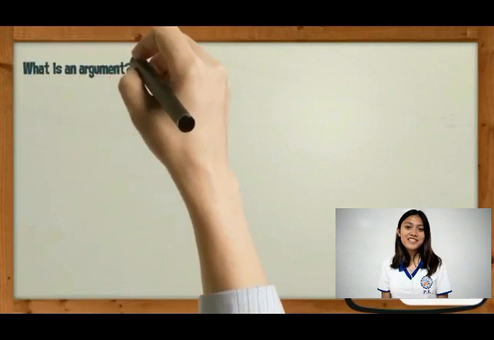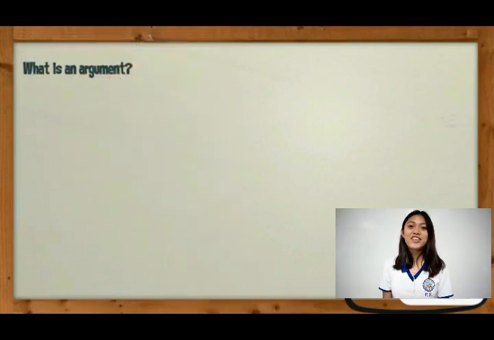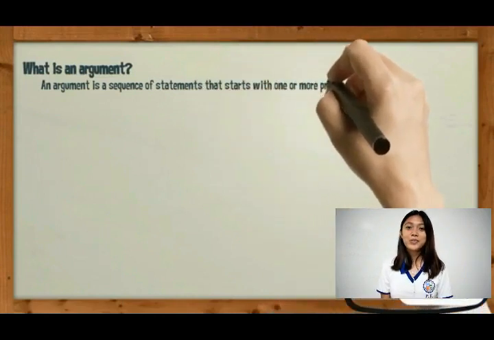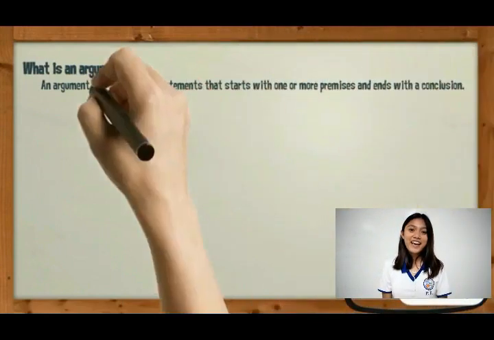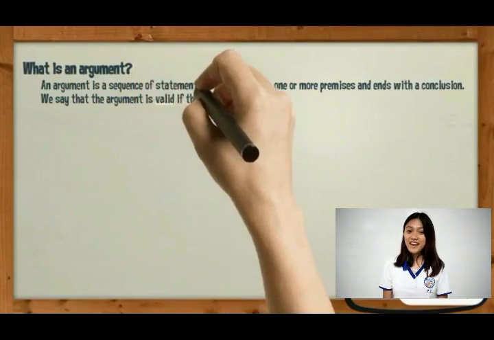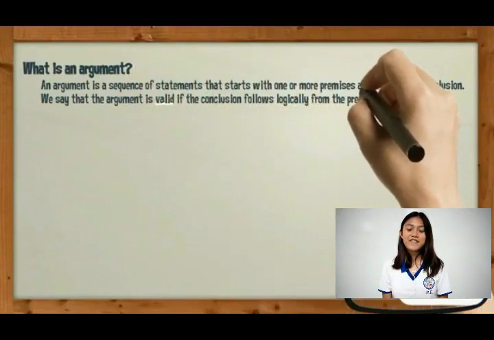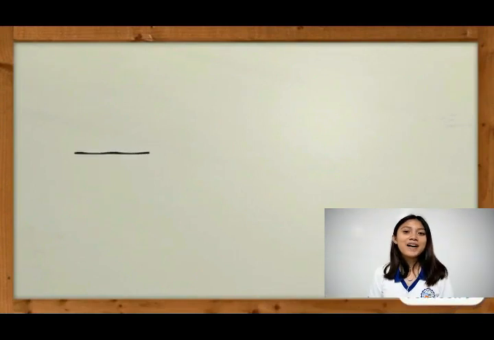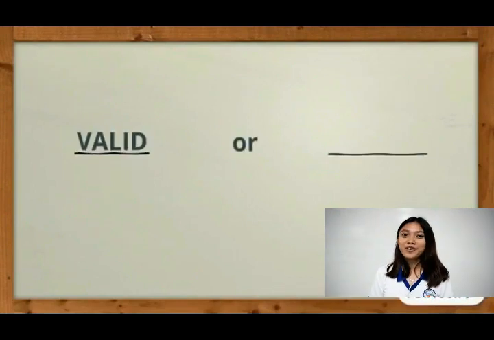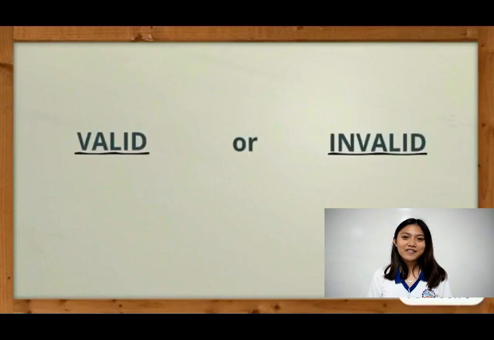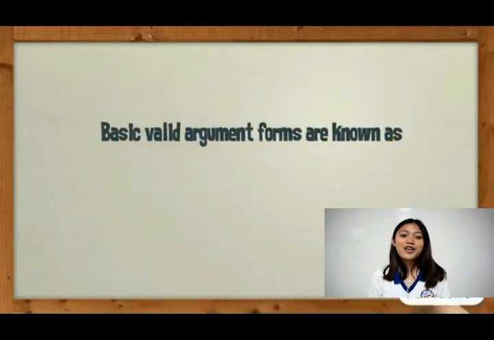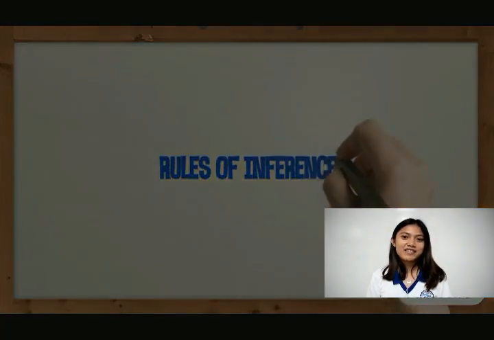Before anything else, let's define what is an argument. An argument is a sequence of statements that starts with one or more premises and ends with a conclusion. We say that the argument is valid if the conclusion follows logically from the premises. To help us identify what is valid or invalid, we will identify invalid forms. Basic valid argument forms are known as rules of inference.